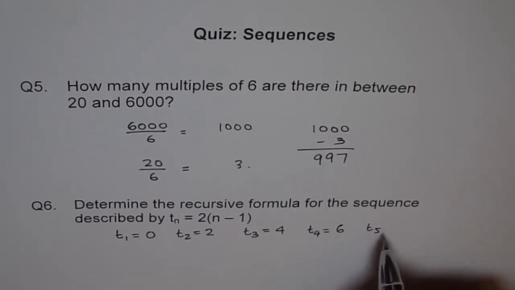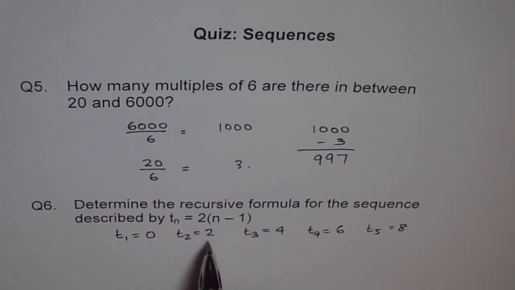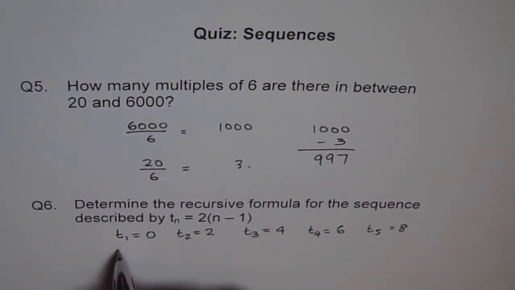T5, 5 minus 1, 4, 4 times 2 is 8. So we see it is going up by 2, right? So a recursive formula is written in terms of previous terms. So we have to give at least one value, for T1. In this case, we can say, well, let T1 equal 0, right? This is the starting point which you always have to give in a recursive formula, because a recursive formula relates your terms with the previous terms, so at least one value.